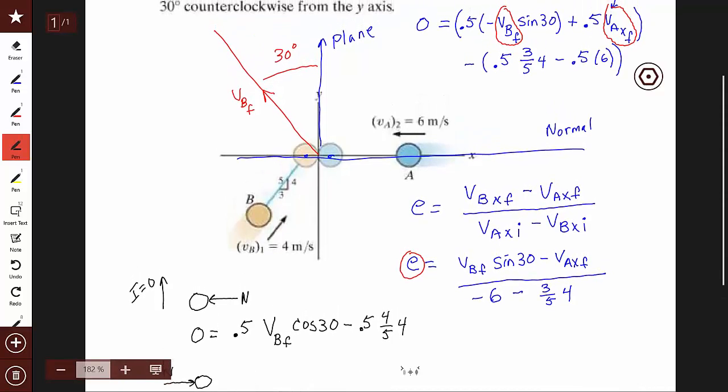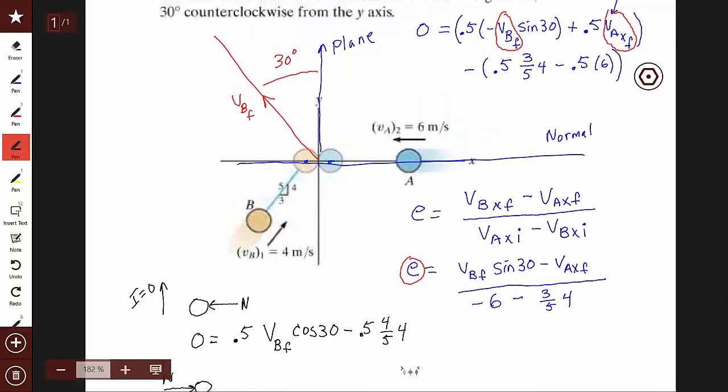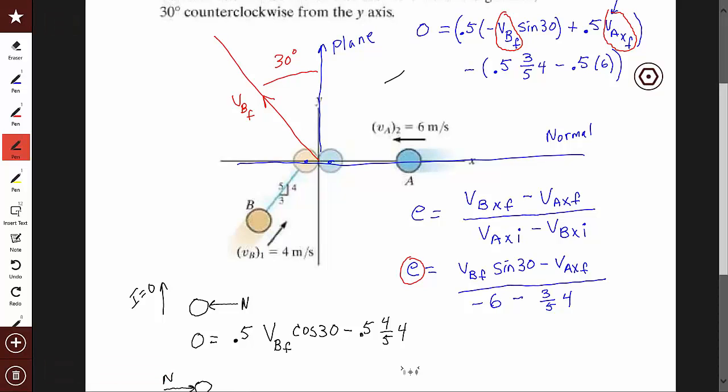So anyway, let me summarize this. There are 3 equations. The equations are, let's see, right here, this is 1. The second equation is right here. And the third equation is right here. And I have 3 unknowns, so I can solve it. What I'll do is I'll pause and bring it up in Mathematica and show you how to solve this thing.